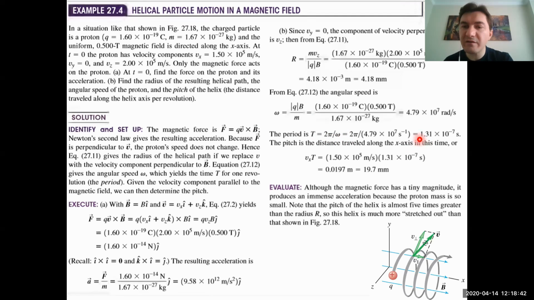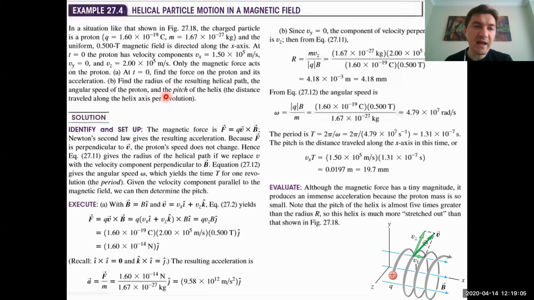Then the period is 1.31 times 10 to minus 7 second. So what is period? It is the time for just one revolution. So what is another question?